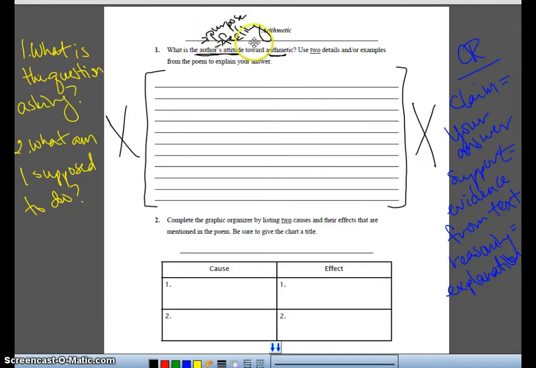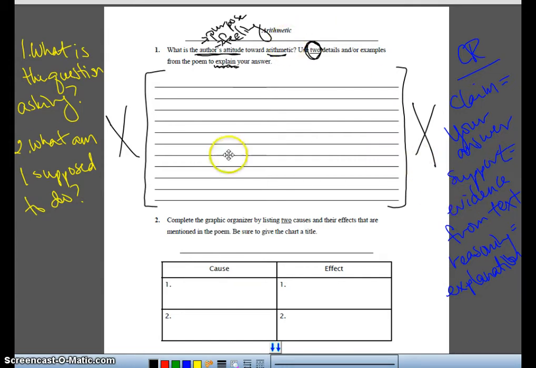And again, you are writing the things I'm writing, underlining the things I'm underlining. Then I need to know what I'm supposed to do. So then I continue reading, use two details and or examples from the poem to explain your answer. So I know that I need two, and anytime there is a number listed in my question, I want you to circle that because I need two details or examples from the poem. I also know that I need to explain my answer, and that's really how the authors of the test are asking you to add your support and your reasoning.